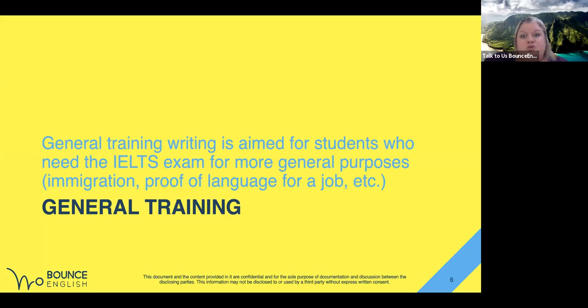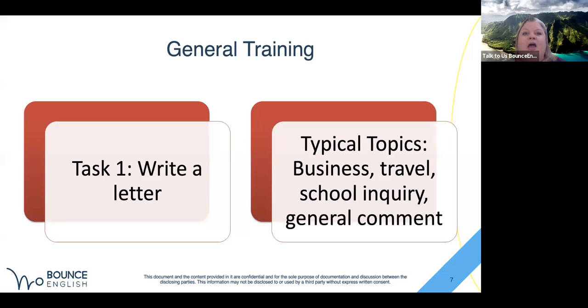If you're doing general training, it's usually aimed for students who need IELTS as proof for more general purposes. Surprise, surprise. So if you're immigrating to a specific country, or if you need proof of language for a job, these are reasons why you might take the IELTS general training test. And so if you do IELTS general training, task 1 is to write a letter of some kind.